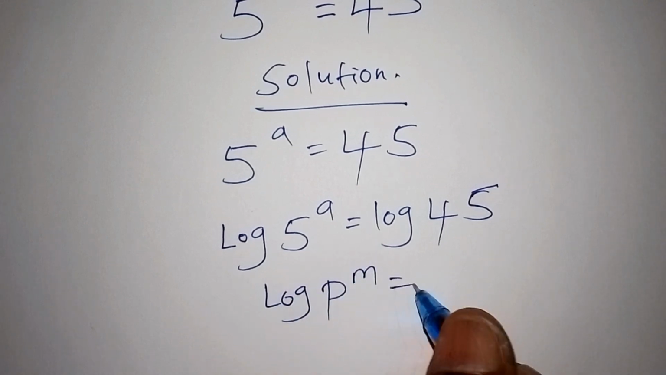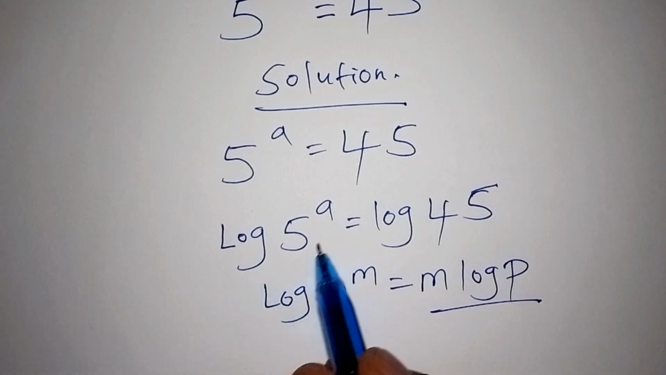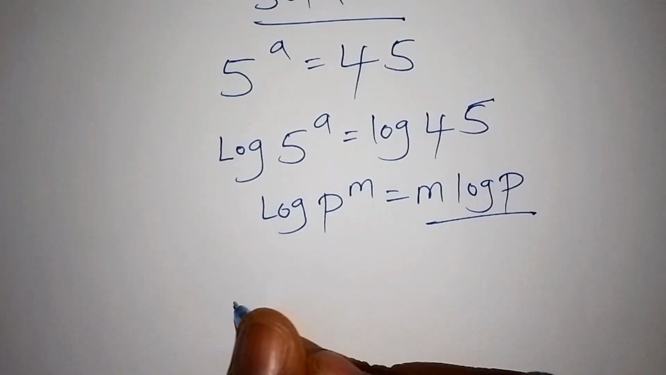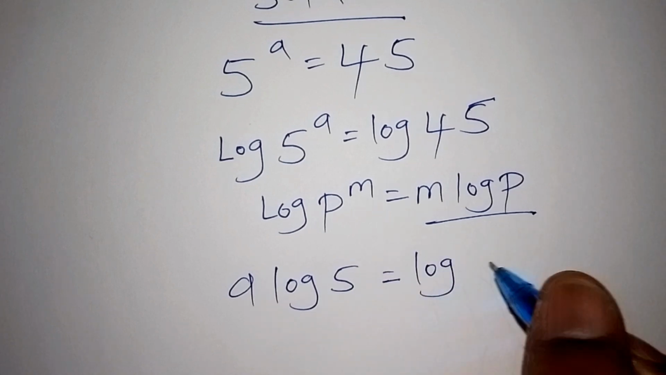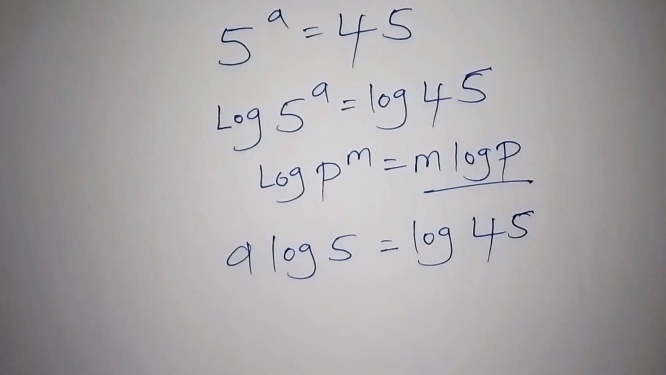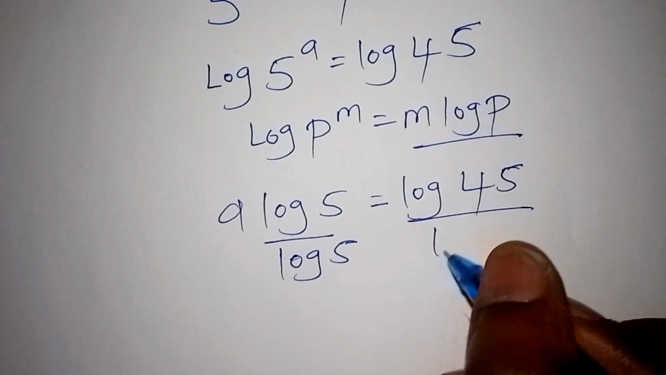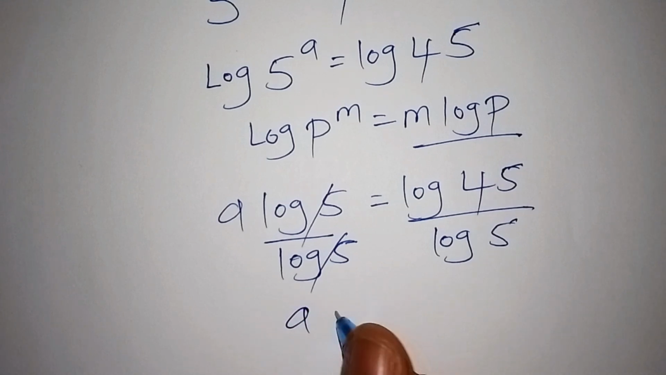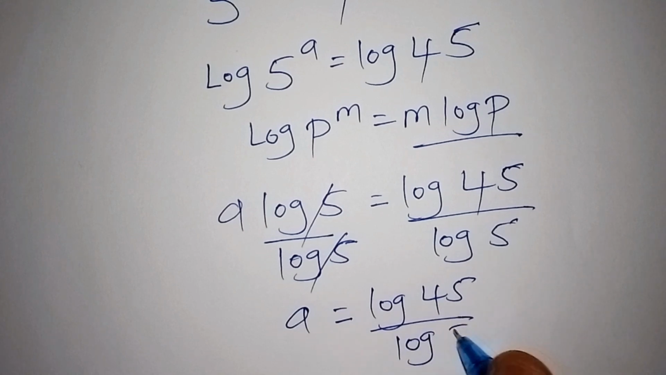Suppose we have the log of p to the power of m. This can be written as m log p. So let's express the log of 5 to the power of a in the form of m log p. The log of 5 to the power of a changes to a log 5 is equal to the log of 45. For us to remain with a on this side, we divide both sides by the log of 5. The log of 5 and the log of 5 cancel. So now a is the log of 45 all over the log of 5.